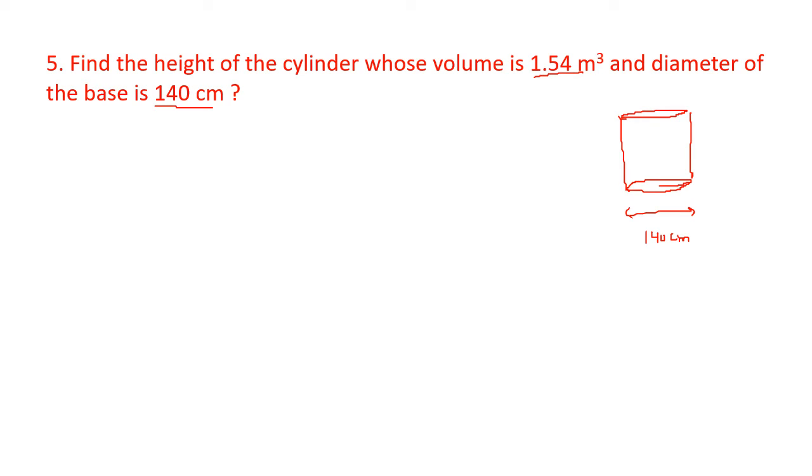So the radius will be half of the diameter. First we'll write diameter is 140 centimeter, so the radius will be half of it, 70 centimeter. Now the diameter is given in centimeter, the volume is given in meter cube. Volume is 1.54 meter cube. So to solve this sum, we'll either convert the centimeter into meter or the meter cube into centimeter cube.